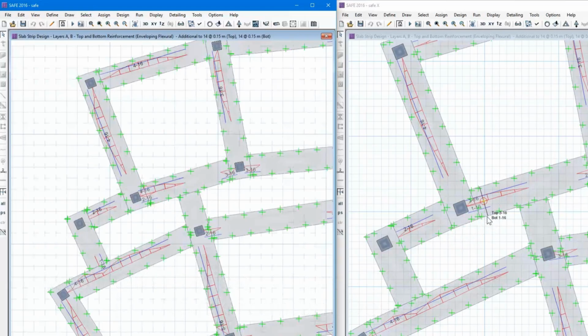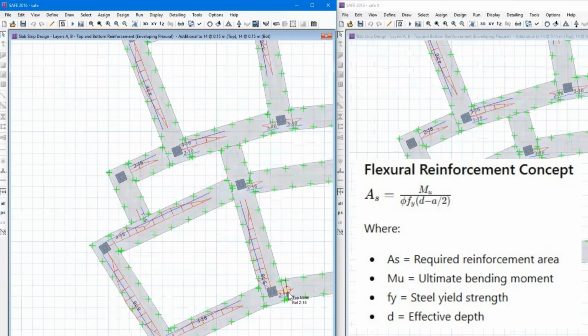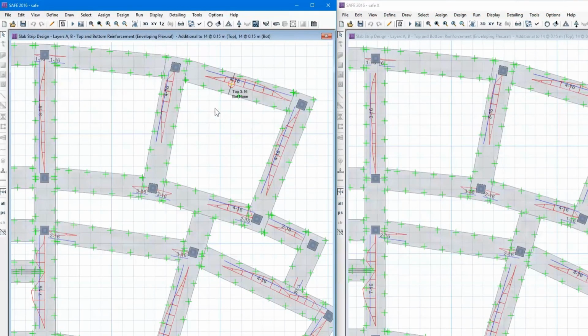Now let's compare the reinforcement results. Assume the continuous reinforcement is 14 mm bars, and the additional reinforcement uses 16 mm bars. In several locations, the reinforcement demand changes noticeably between the two models. For example, in one area, the right model requires 3 top bars and 1 bottom bar, but the correctly rotated model requires 4 top bars and 2 bottom bars. In another location, one model requires 2 additional bars, while the other requires 3.